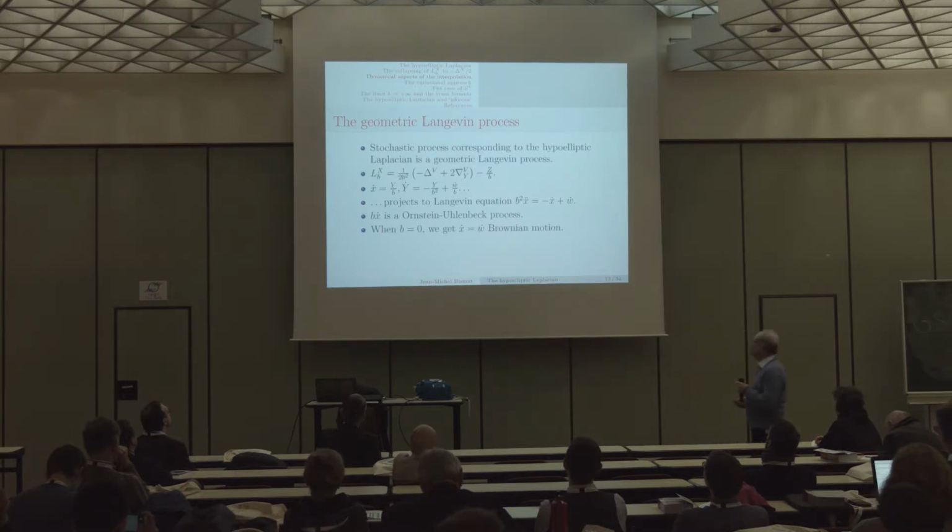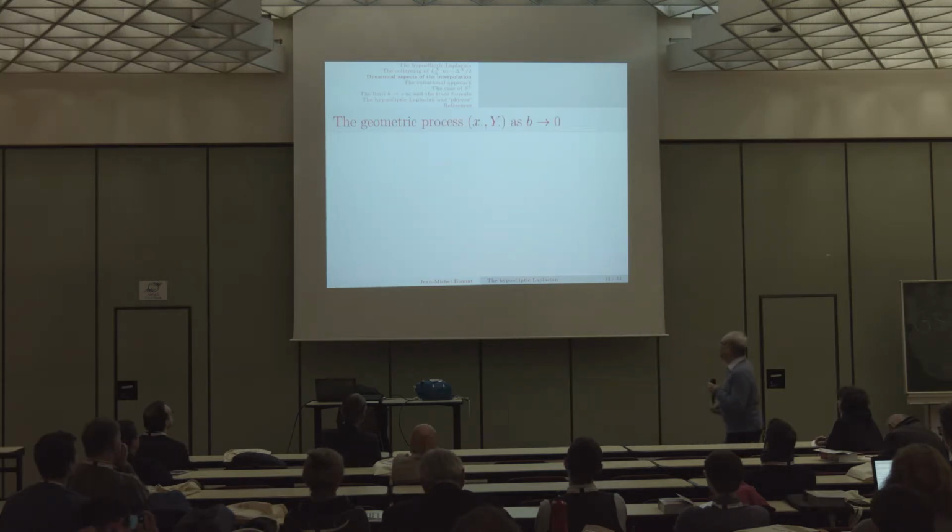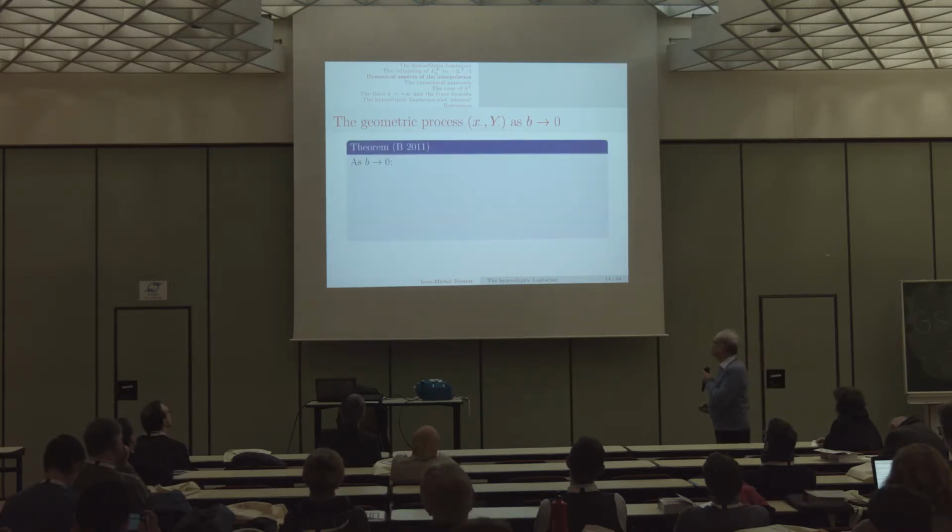So again, from a formal point of view, if you just look at the equation, you find that when b is equal to 0, you get Brownian motion. When b is equal to infinity, you get the geodesics, x double dot equals 0. However, this is just an algebraic argument. So let me now give more precise properties of these processes x, y as b tends to 0.